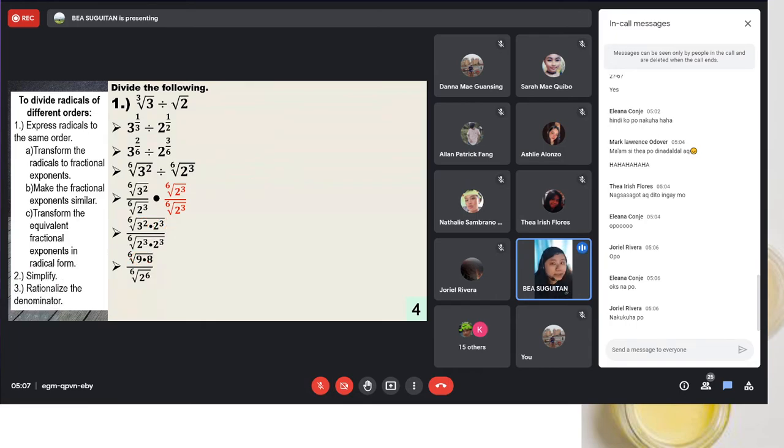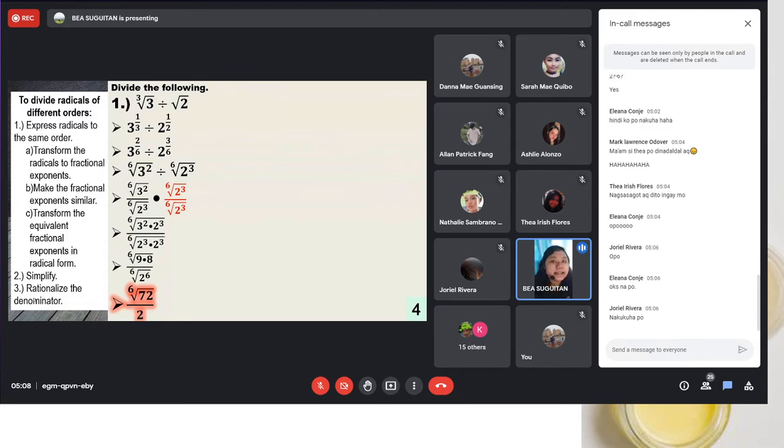Huwag masyadong maligaw. Okay, so for our denominator, 2 cube times 2 cube, that is equal to 2 raised to 6. And as you can see right there, 2 raised to 6 is a perfect sixth power. Therefore, you could extract that right away. So, the final answer will be 6th root of 72 over 2.